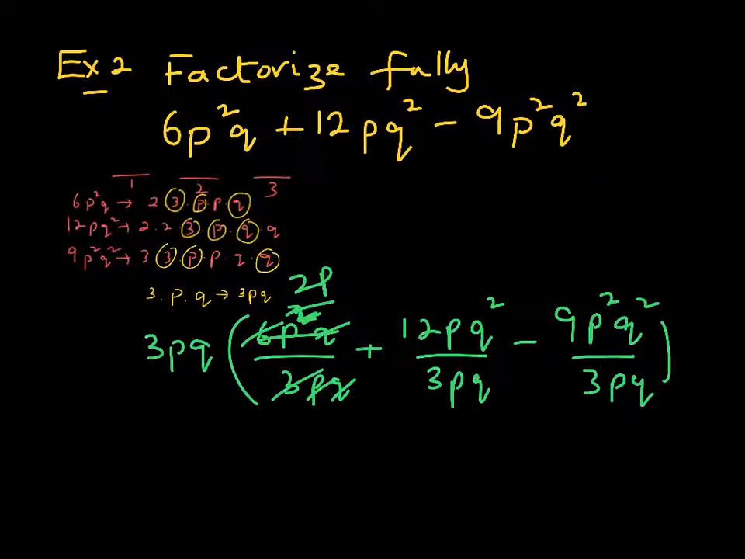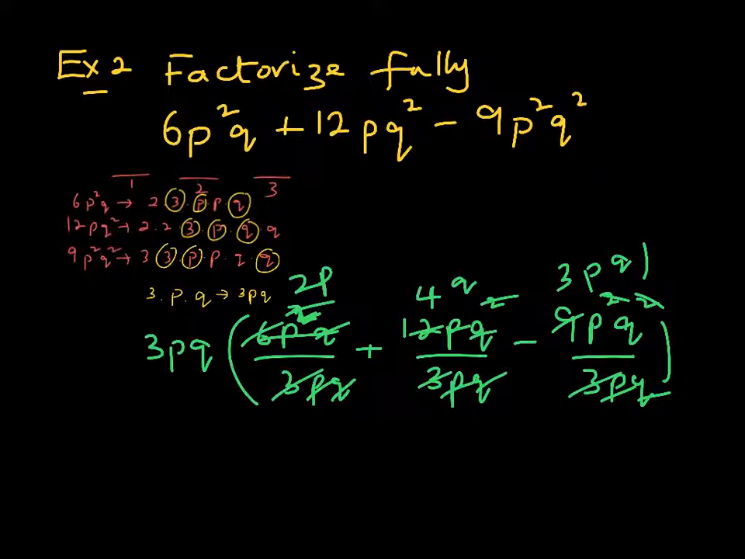Okay, what about here? The p cancels the p, the q cancels one of the q, the 3 here is 4. So what we are left with there is 4q. And here the p cancels one of the p, and the q cancels one of the q, and the 3 goes into 9 three times. So what we have there is 3pq.